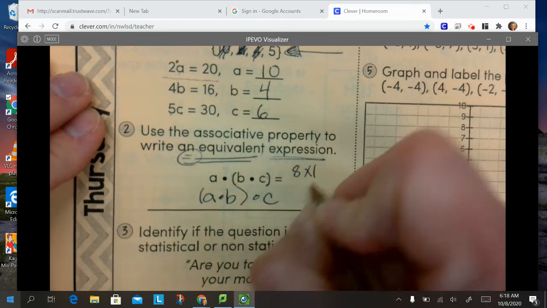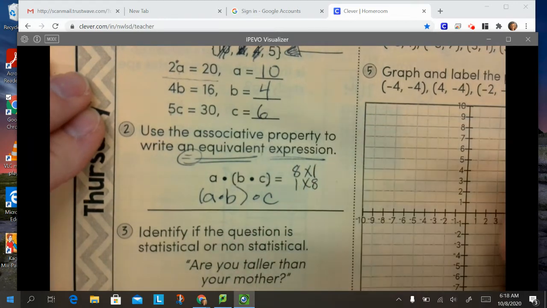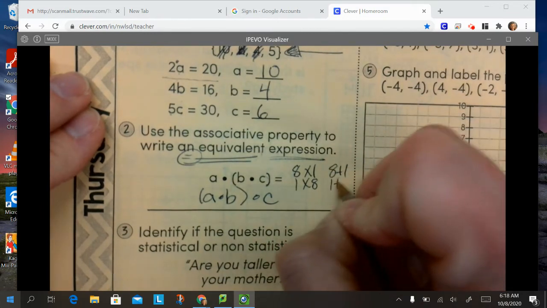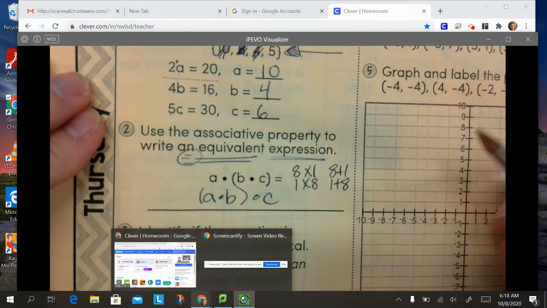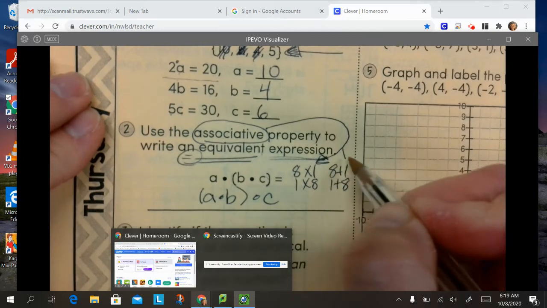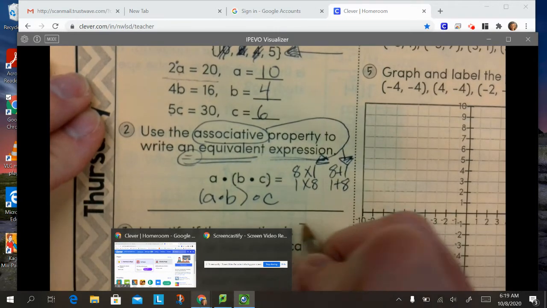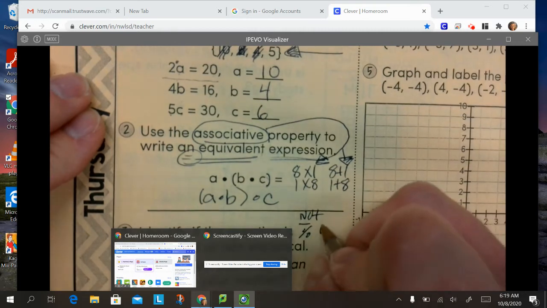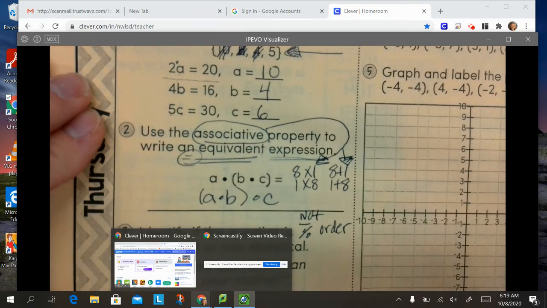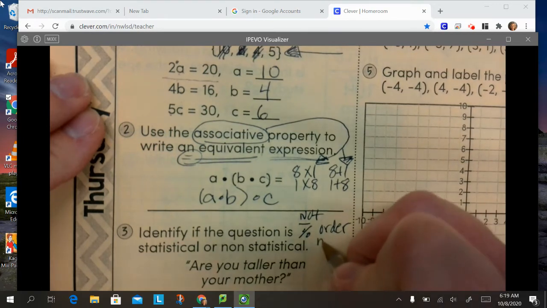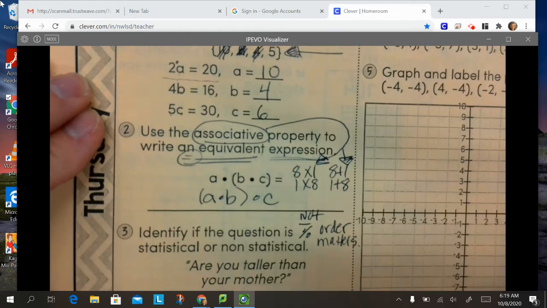And it works because it doesn't matter which way you multiply. Say you have 8 times 1 or 1 times 8. It always equals the same thing. Just like 8 plus 1 and 1 plus 8, it equals the same thing. So the associative property always works with multiplication and addition. It would not work with subtraction or division because with those two operations, order matters. Okay? All right, good job.